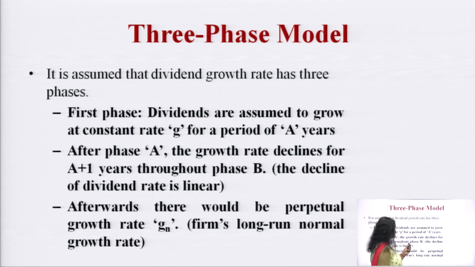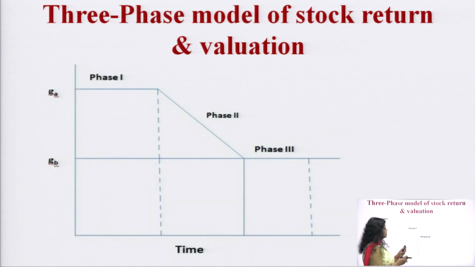The first phase is assumed to be a phase of constant growth of dividends in the equity investment. The second phase is categorized by the linear decline of the growth of the dividends, and the third phase is categorized by the perpetual existence and perpetual growth rate of the dividends. This is further explained in this chart which shows the three-stage growth model. Here we can see that in the first phase the value of the dividend becomes constant.